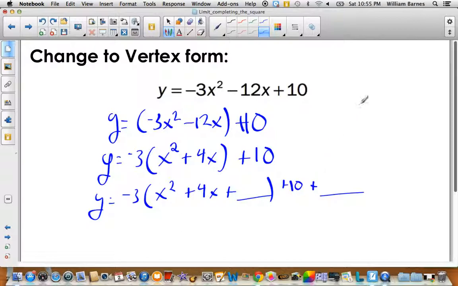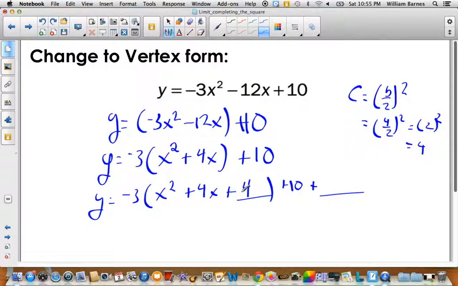Alright, so let's see what we got. So we got c is equal to (b over 2) squared. So remember, we do what? This b, not this original negative 12. We do the positive 4. So we do (4 over 2) squared. So that's going to be 2 squared, or 4. So then we're plus 4 here.